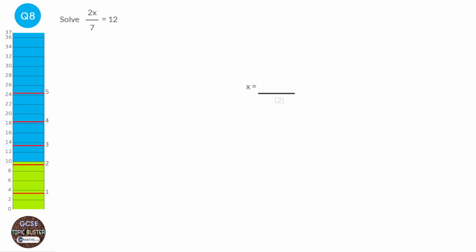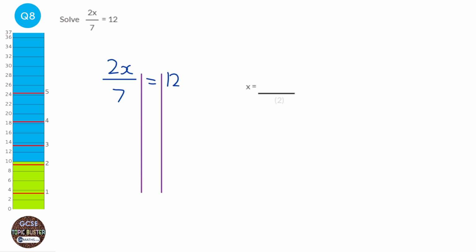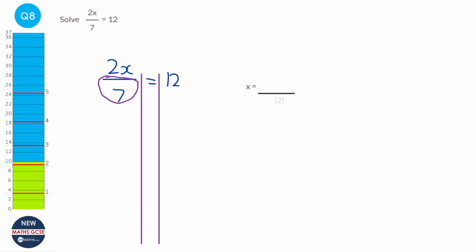So I'm going to write this question again, just a bit bigger, so we've got a bit more space to work with. And one of the rules in solving is to get rid of any brackets or fractions. We don't have any brackets, but we definitely have a fraction. We've got this over 7. Now over basically means divide. So to get rid of it, what we're going to do is times both sides by 7.